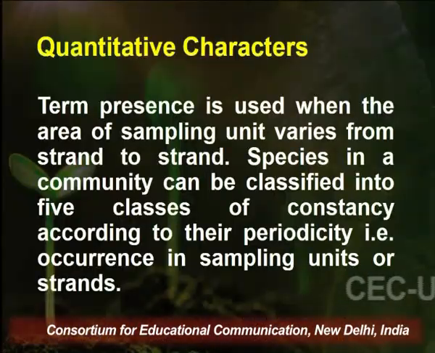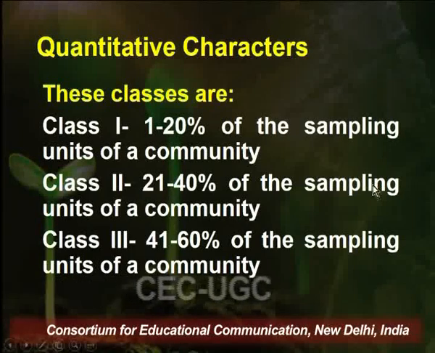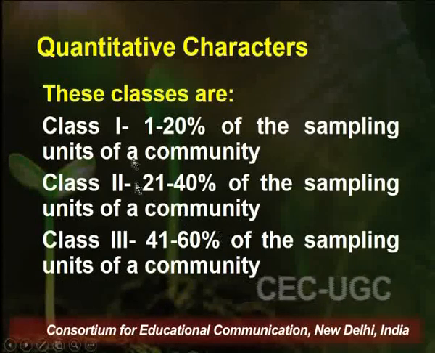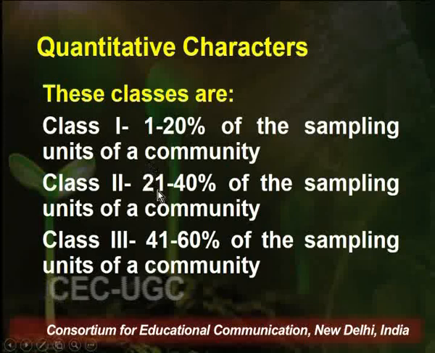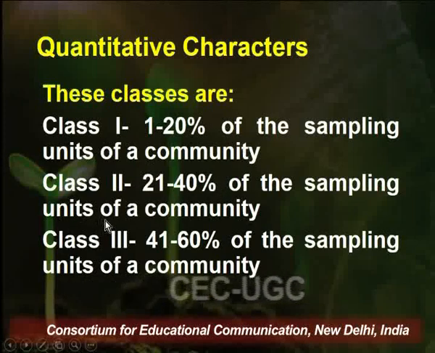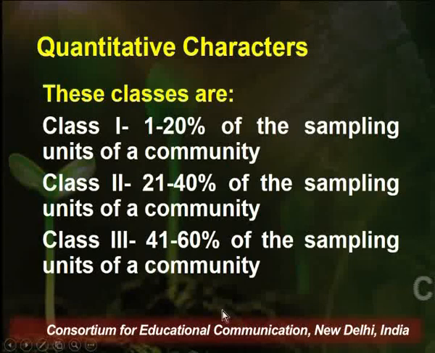Now, species in a community can be classified into 5 classes of constancy according to their periodicity, that is, the occurrence in sampling units or strands. In this slide you can see these are the classes. Class 1 shows 1 to 20% of the sampling units of the community. Class 2 shows the presence in 21 to 40% of the sampling units of the community. Class 3 shows 41 to 60%.